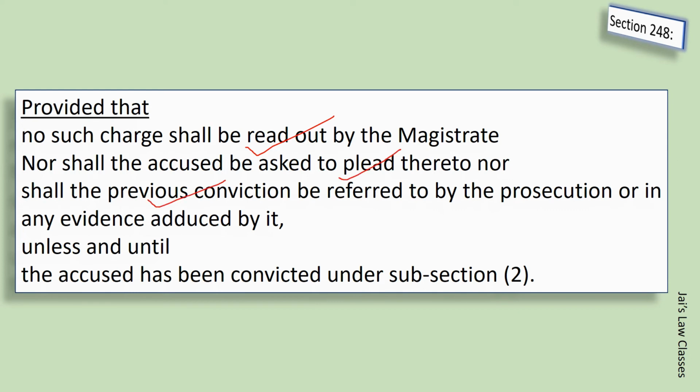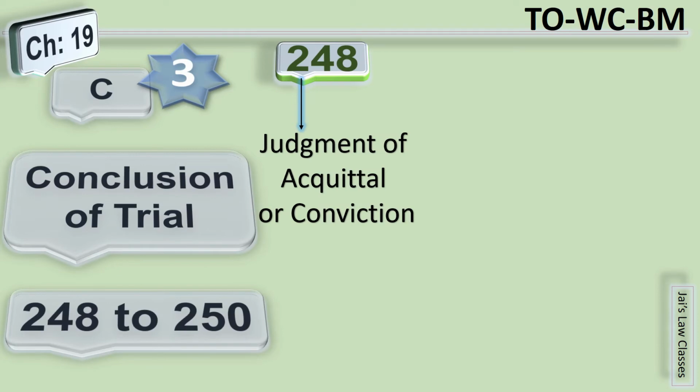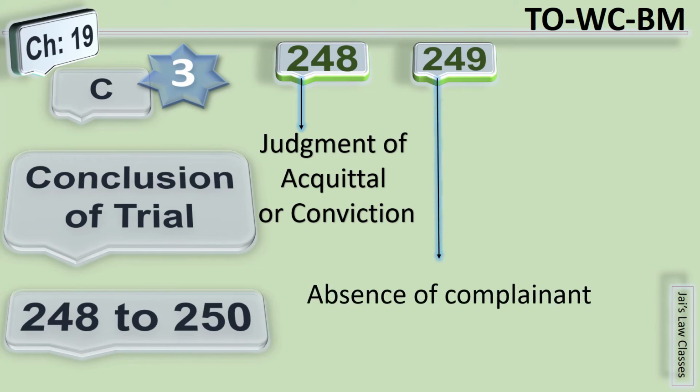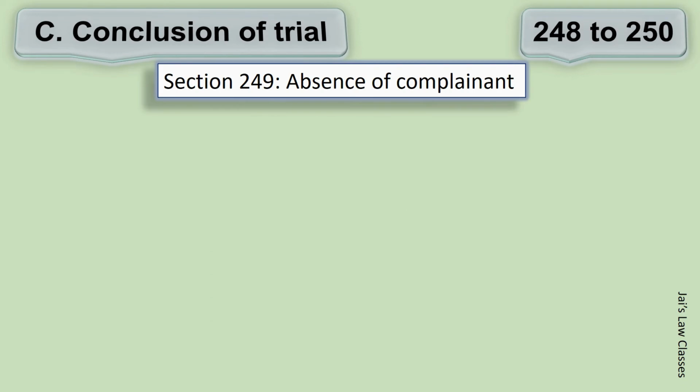Got it? So on conclusion of trial, section 248 directly informs regarding the judgment of acquittal or conviction. And section 249, it's an interesting thing. What if the complainant is absent? Absence of complainant. Let's check this out. Section 249, absence of complainant. This is an answer to an interesting question.